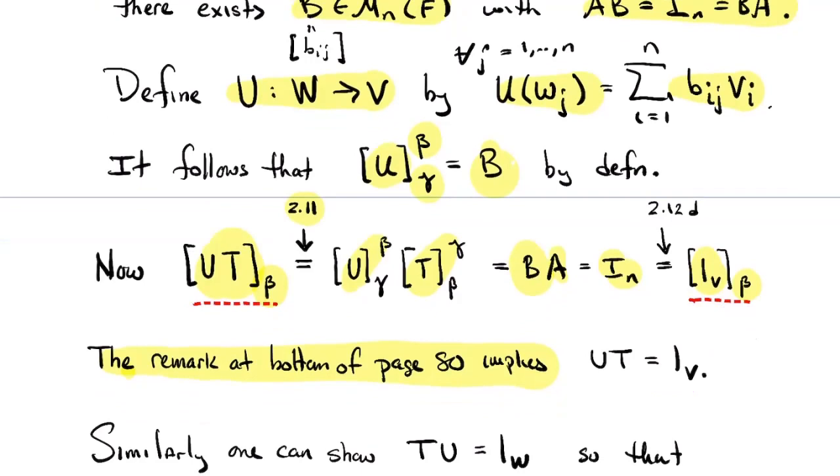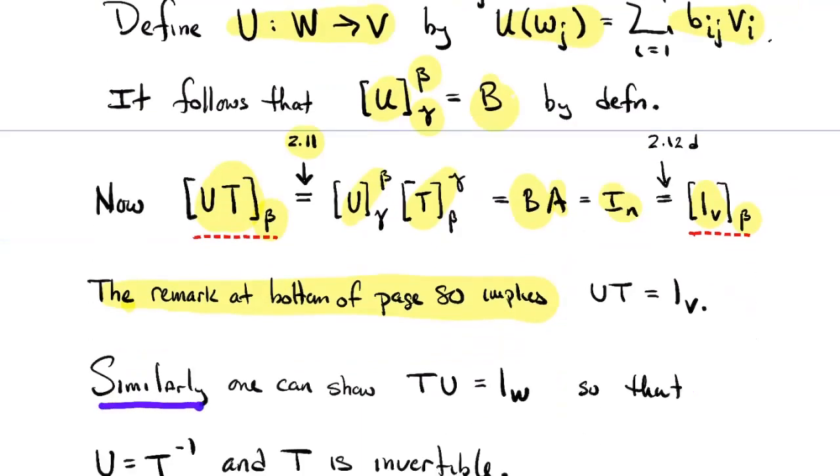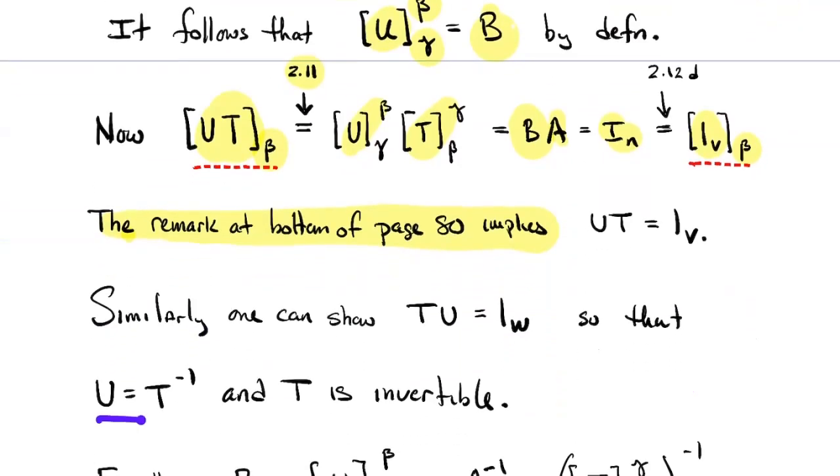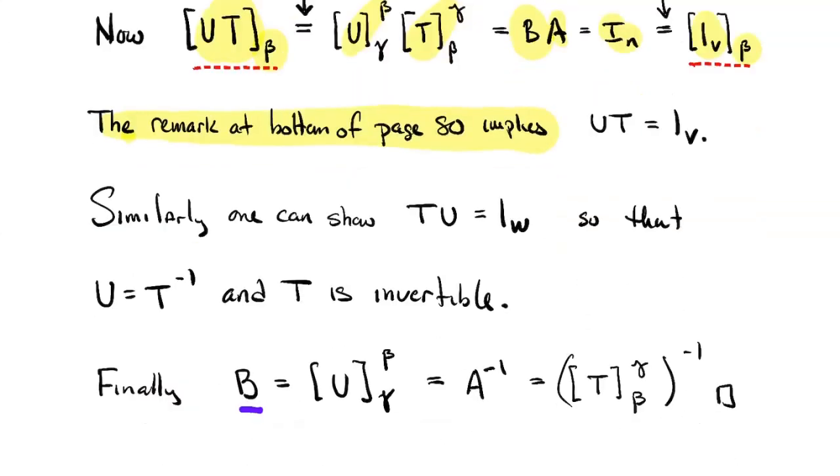Good. Go back and repeat the entire argument. Flip the argument around, and you can show that the composition in the order TU is also the identity on W. So by definition, U is T inverse, so T is an invertible map. And moreover, this matrix B, which we defined above, this is T inverse. Remember, U is T inverse. So its matrix in the gamma beta basis is the inverse of the matrix A, which is the matrix of T in the beta gamma basis. All right, so that is the end of theorem 2.18, and that's what I wanted to accomplish in this video. So thanks for listening.